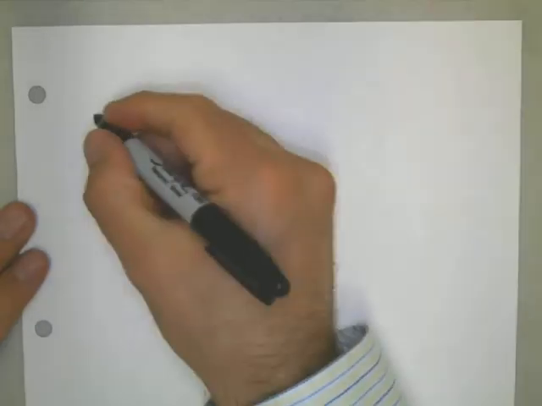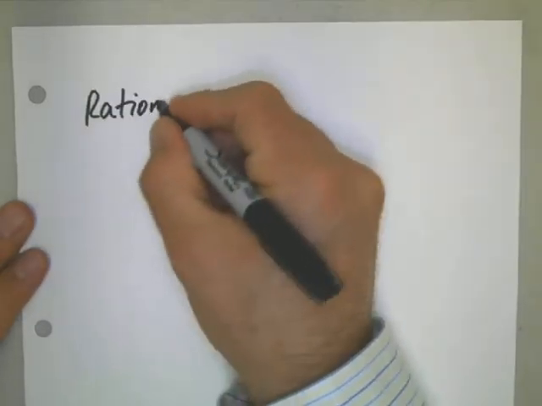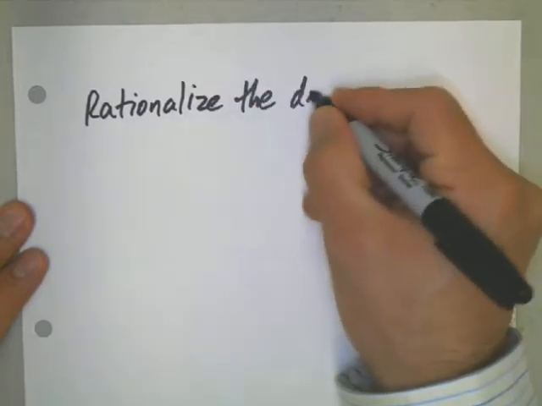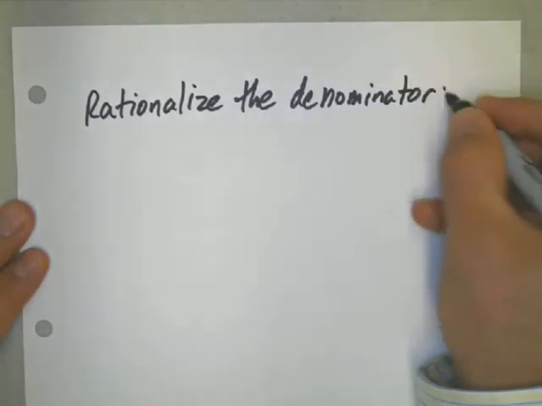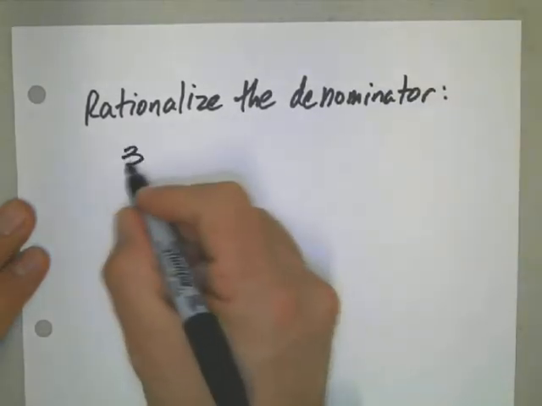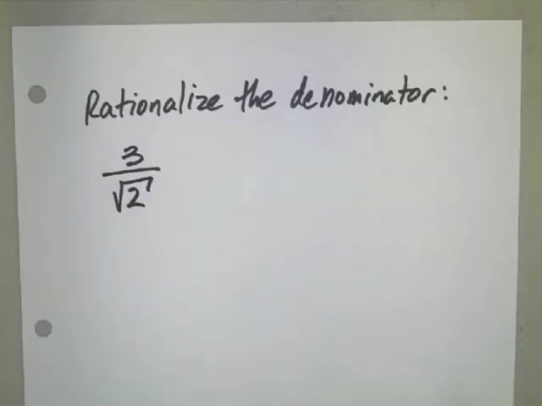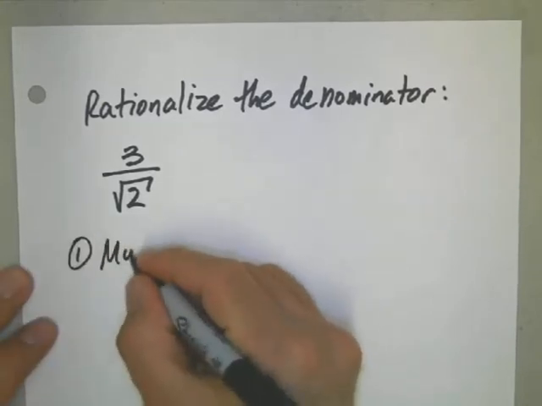Alright everybody, so we are going to work through some practice problems that rationalize the denominator. You don't have to write down what I'm writing where it says rationalize the denominator. But let's write down example, and we're going to put 3 over the square root of 2. You should have that written down, 3 over the square root of 2.